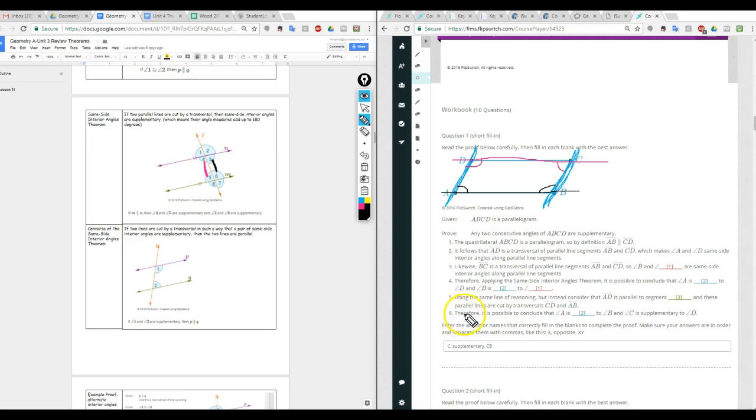Okay, and so we've proven it. We've proven the first one, A and D were consecutive in our first diagram. Now D and C are consecutive and they're supplementary by the same side interior angles. C and B were proven to be supplementary, same side interior, and then now B and A, just based on parallel lines and their transversals.